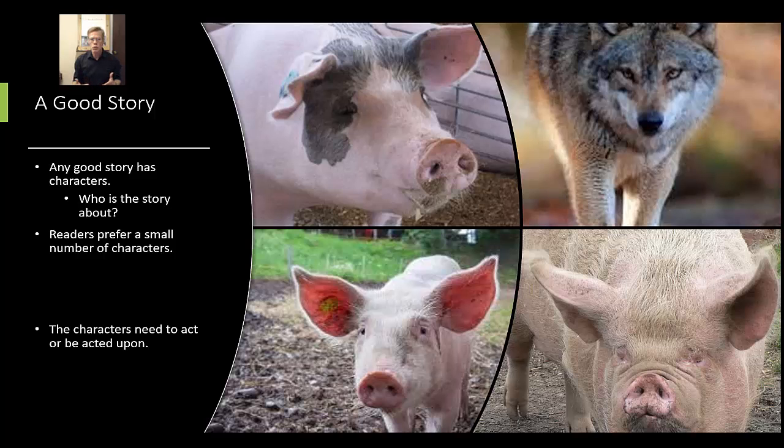So in other words, whenever we're writing, even if it's an abstract scientific paper, it still needs to have characters. There still has to be something or somebody that we're telling the story about. Moreover, when we think about a children's story, we keep the number of characters small.